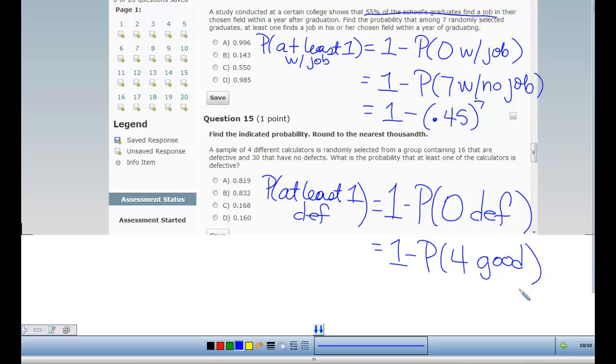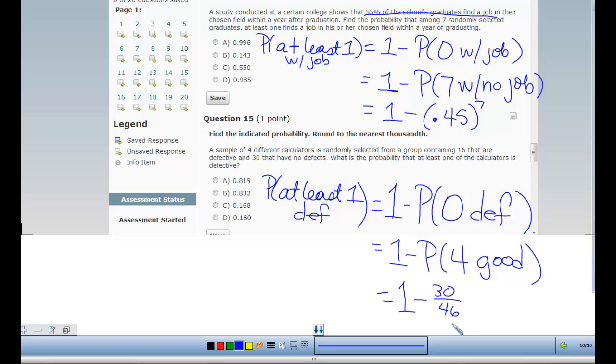And so again, that brings us to the multiplication rule. We're talking about good and good and good and good. Are these events dependent or independent? Dependent. This is a relatively small sample size. If I take one out, of course, I'm not going to replace it, and that's going to change my sample space. So we're looking at the probability that the first one is good. So that's going to be what? 30 over 46, right? Because we had 16 that were defective and 30 that contain no defects.